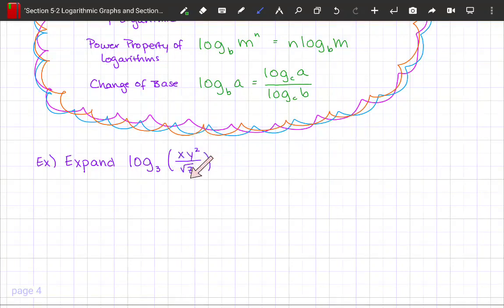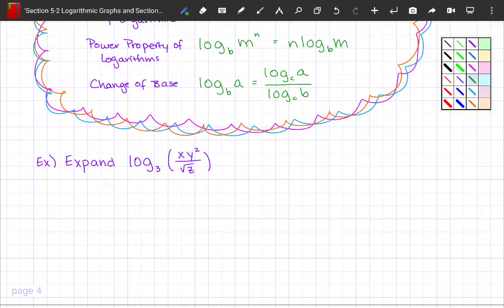The quotient is the first thing, because that's really what's cutting this into two things. So we're first going to expand it using the quotient property. So I'm going to do the numerator minus the denominator. So that's our first step.